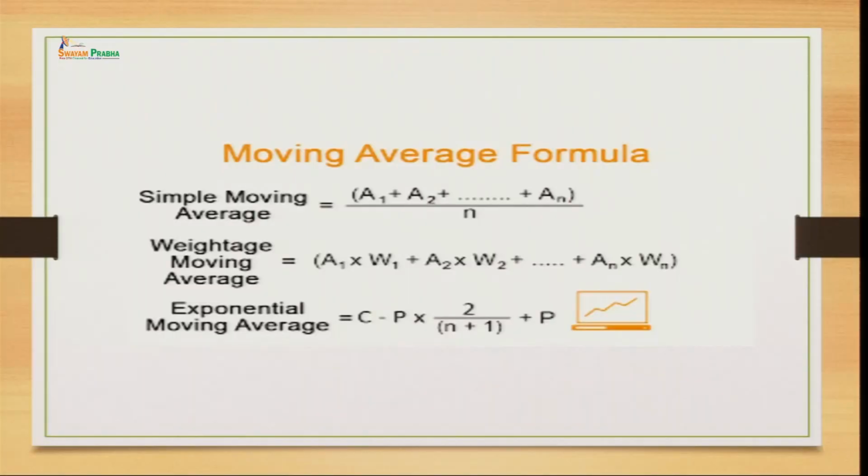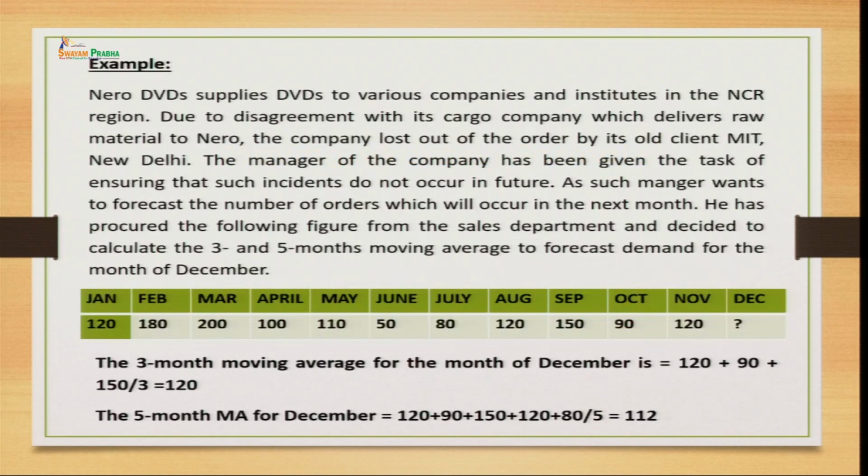In the weighted moving average, we give weight to the most recent data, and in the exponential moving average we give more weight to the observations which we have seen in the data. Like we have this example here, you can calculate the moving average. If you take the moving average for the last 3 months, your demand can be 120. If you take it for the past 5 months, then your demand can be 112, right.